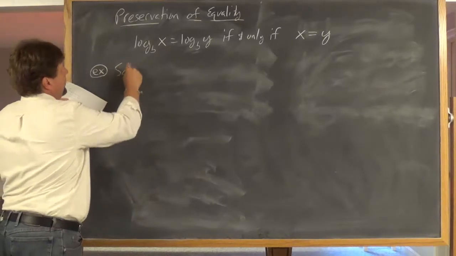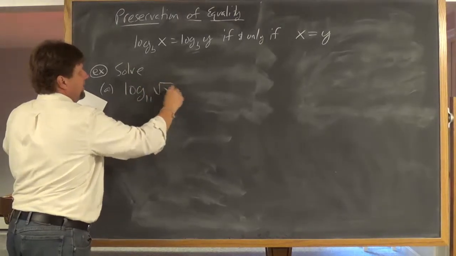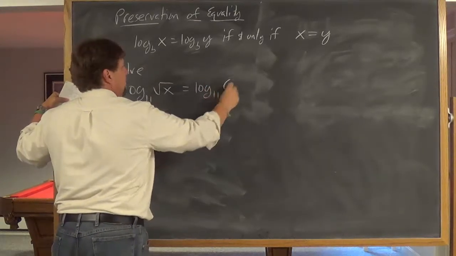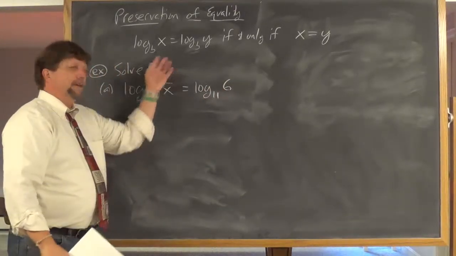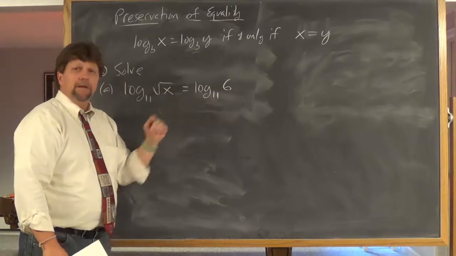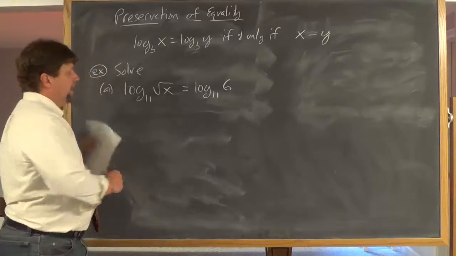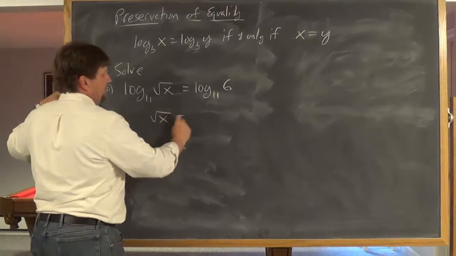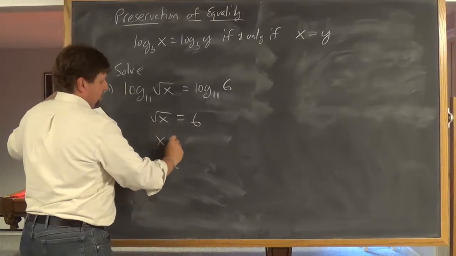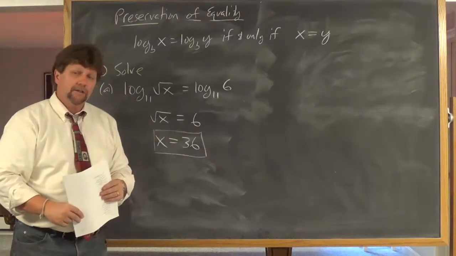So, quick example. Let's say we're asked to solve log base 11 of the square root of x equals log base 11 of 6. According to the preservation of equality, since we have the same base, log base 11 and here's log base 11, the only way this equation can be true is if the square root of x is equal to 6. If I just square both sides of this equation, I get the solution of x equals 36.